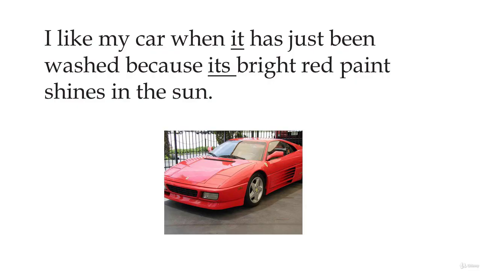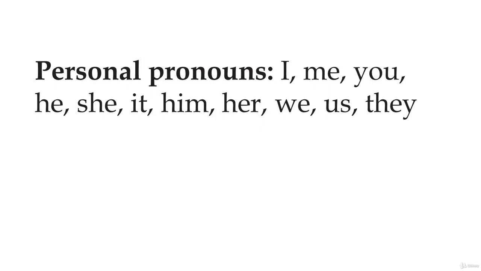We put in pronouns. I like my car when it has just been washed because its bright red paint shines in the sun. Here, it refers to my car, so rather than repeating my car, we can just say it. Rather than repeating the name of a person over and over again, let's say Jennifer, we would just say she, referring back to that. So we have personal pronouns, I, me, you, he, she, it, him, her. Okay, so these refer to persons.